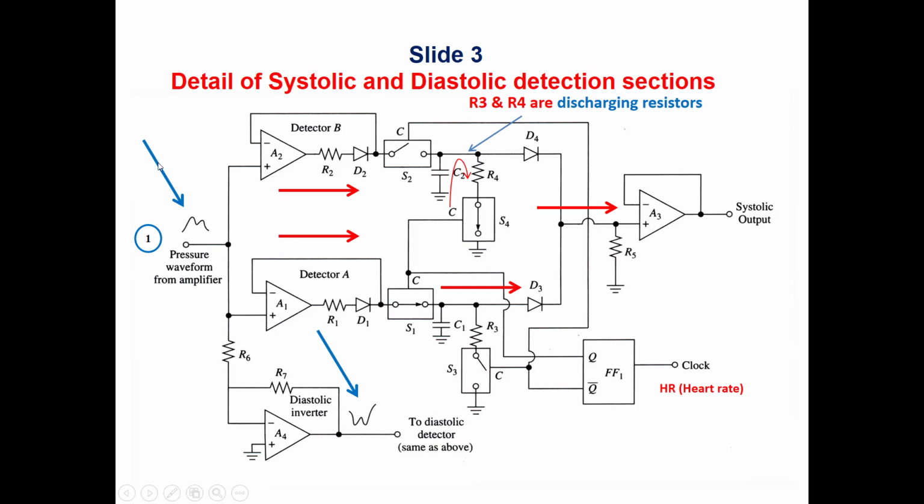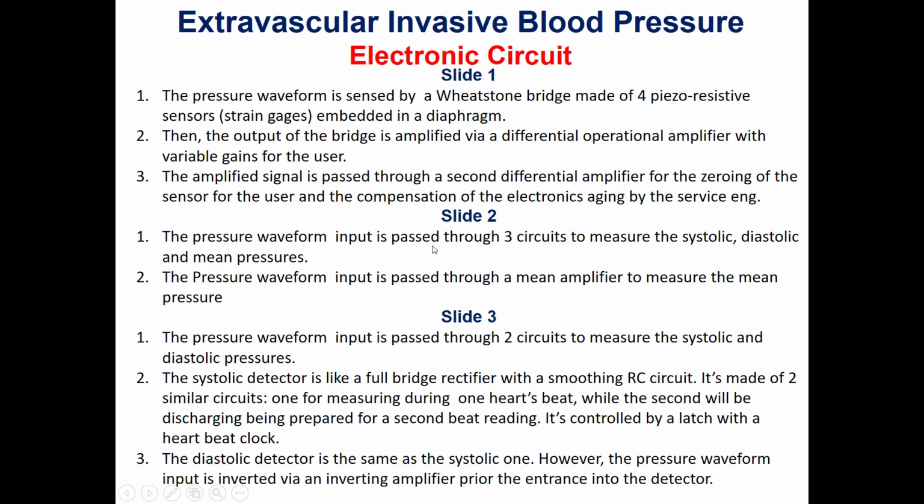So as you can see, here's the signal. The signal will enter here, charge the capacitor, pass through the diode, and go through the amplifier. Whereas in the same beat, what will happen? At the capacitor here, the signal will pass through this full bridge, but will not pass because the switch is open and this one is closed. So this capacitor will be discharged through this resistor into the ground. In the second beat, the opposite will happen.